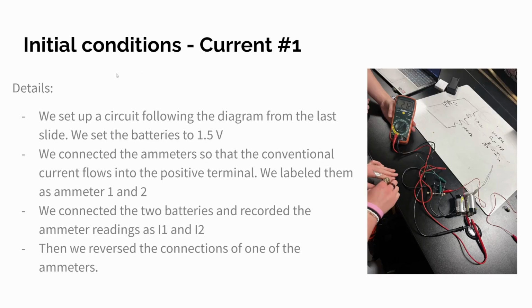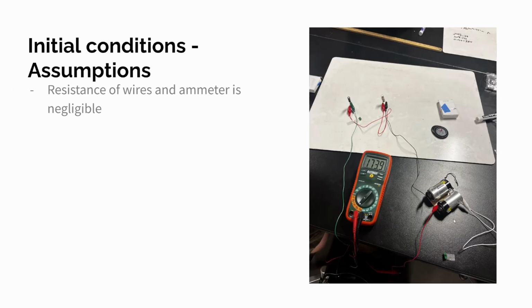Our initial conditions are that we set up a circuit following the diagram from the last slide. We set the batteries to 1.5 volts, and we connected the ammeters so that the conventional current flows into the positive terminal. We labeled them as ammeter 1 and 2. We connected the two batteries and recorded the ammeter readings as I1 and I2. Then we reversed the connections of one of the ammeters. We predicted that the current would remain the same throughout the circuit based on the node rule.